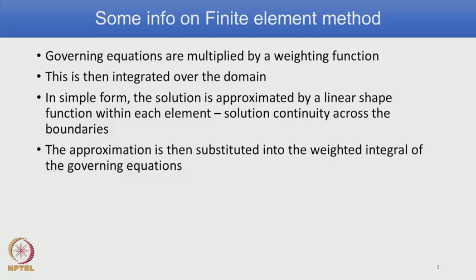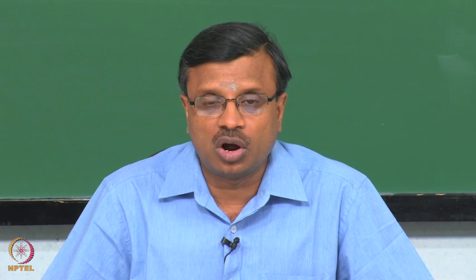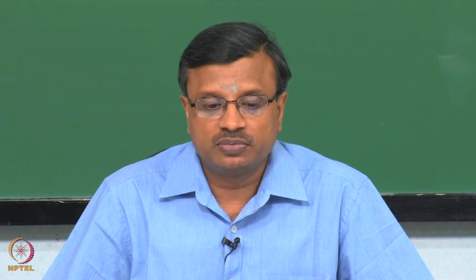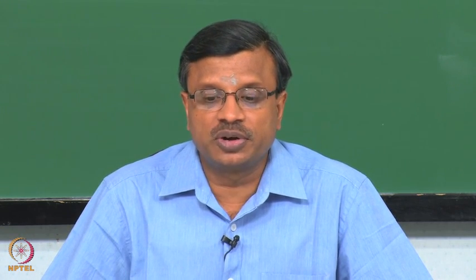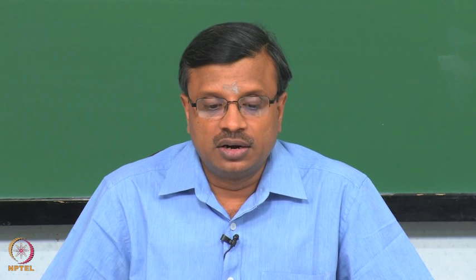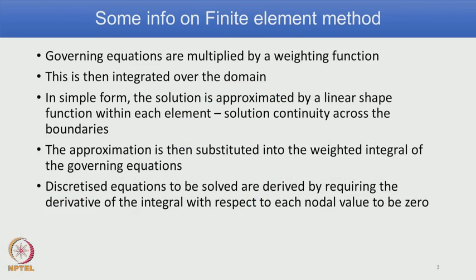This approximation is then substituted into what is known as the weighted integral form of the governing equation, and this is where two terminologies are used, the strong form and the weak form. The strong form of the governing equation is the original equation with the corresponding boundary condition. The weak form is an approximation to the governing equation, that is why it is called the weighted integral form, and in other words it is called the weak form of the equation. From it the discretized equation is derived.